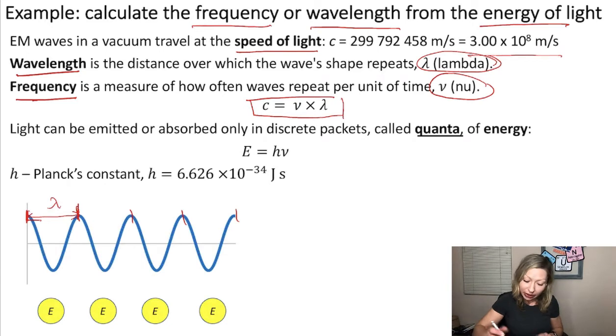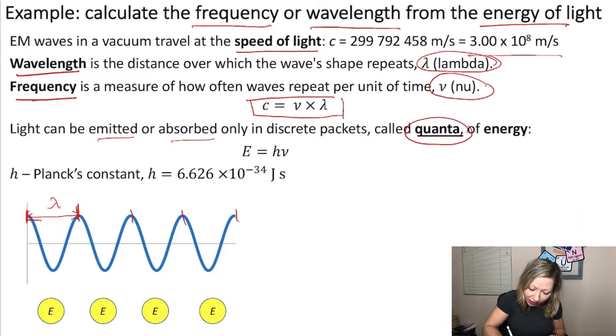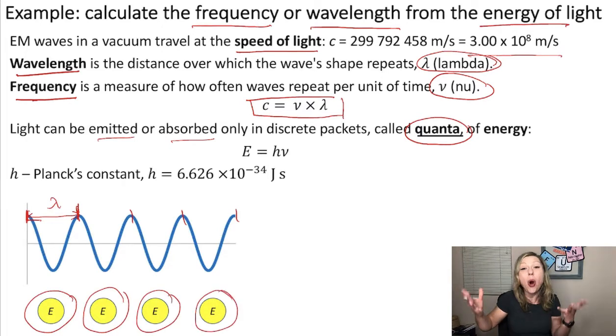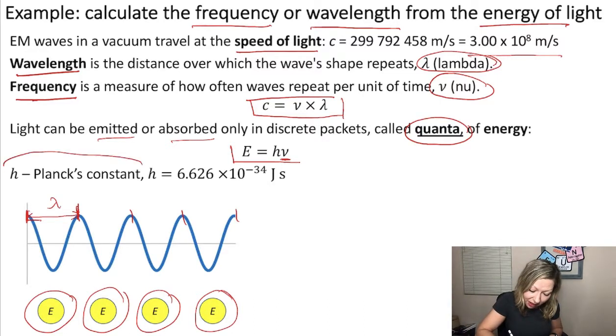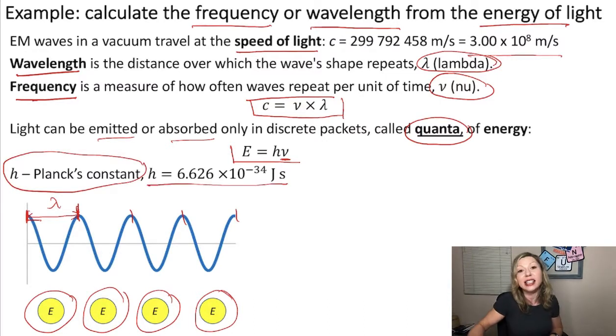We also know that light can be emitted or absorbed only in discrete packets of energy, and those are called quanta. So just like is shown here, light is actually a wave and a particle at the same time. Now we can connect the energy of these quanta to the frequency of light using Planck's constant, which is a teeny tiny number. All right, I hope this makes sense. Let's take a look at sample calculations.